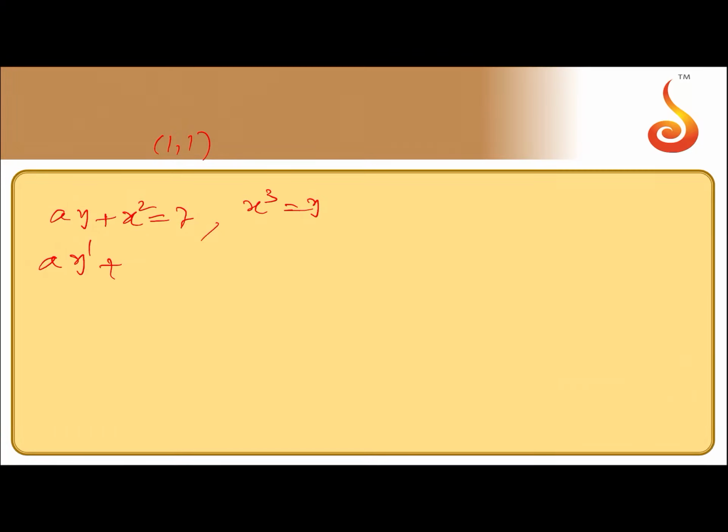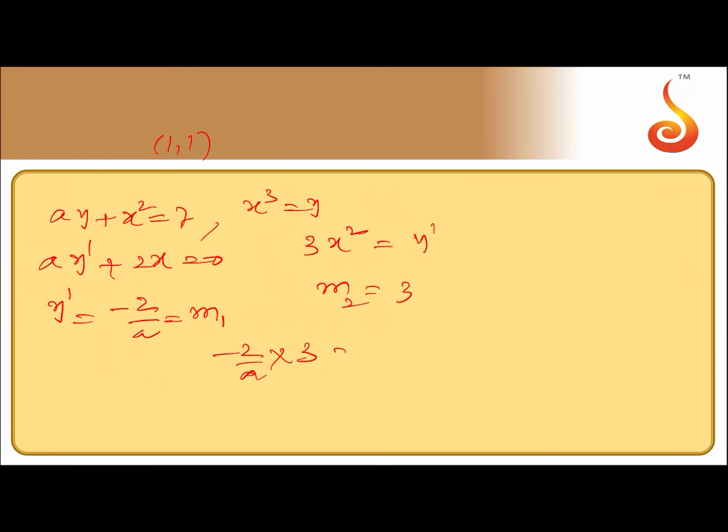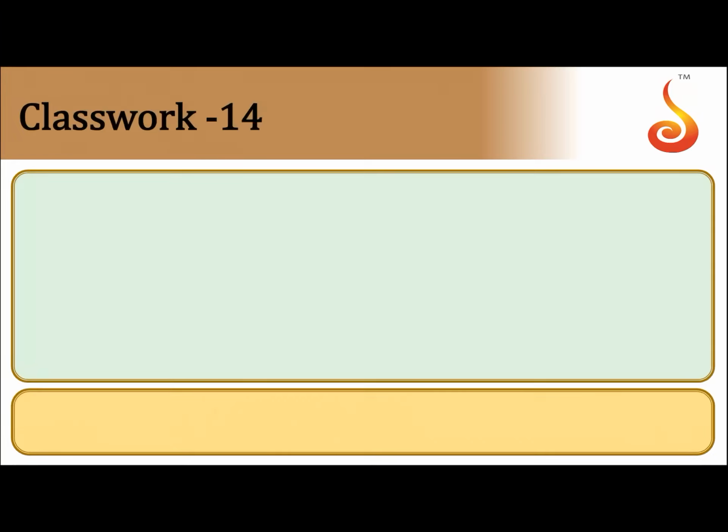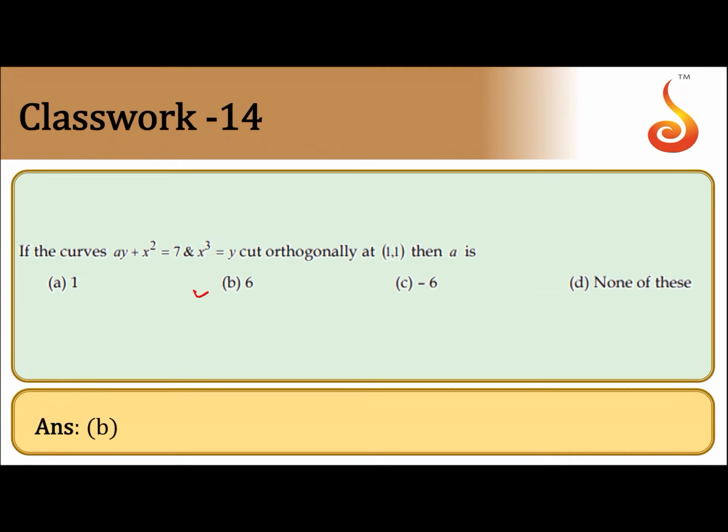Let me take a multiplied by y' plus 2x equals 0. So y' equals minus 2 by a is the slope m1 at (1, 1). Then 3x square equals y', so the slope m2 equals 3 for the second curve. The product of slopes, minus 2 by a into 3, must be equal to minus 1. So a has to be equal to 6. Yes, correct. The answer is a equals 6.